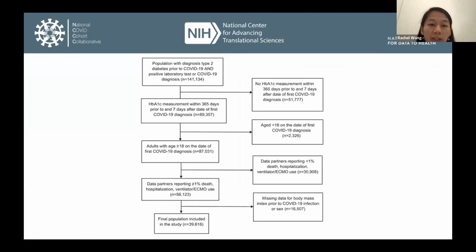From our consort diagram, we started with patients who had both type 2 diabetes and COVID diagnoses, and that was about 140,000. And then after exclusion of those without A1C measurements within our time period, pediatric patients and data quality, and those who are missing BMI or gender or sex in the database, our final study population was 39,616 patients.